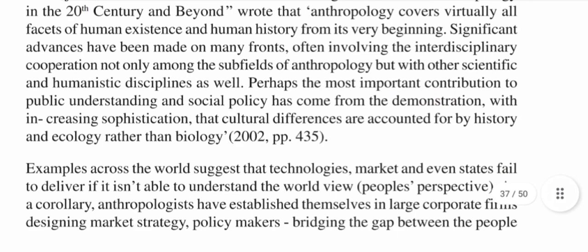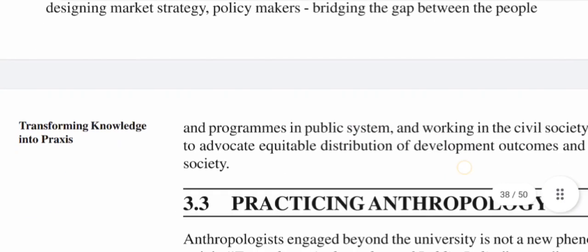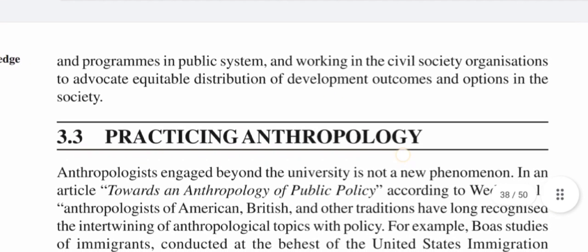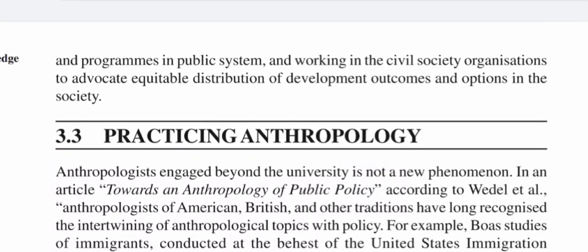2002. Examples across the world suggest that technologies, markets, and even states fail to deliver if they are not able to understand the worldview, the people's perspective. As a corollary, anthropologists have established themselves in large corporate firms designing market strategy, as policymakers bridging the gap between the people and programs in the public system, and in civil society organizations working to advocate equitable distribution of development outcomes and options in society.